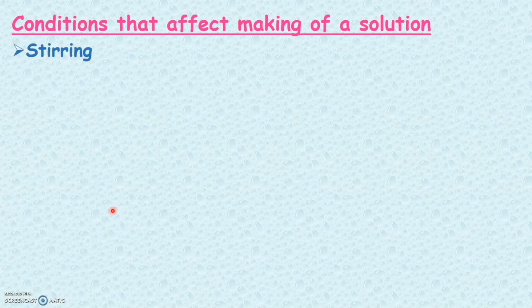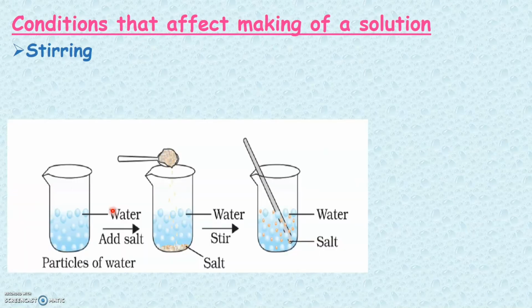We have already seen what happens when we add sugar or salt into water. As you see here in the picture, when we add sugar or salt into water, initially it will settle at the bottom. But when you start stirring it, it is observed that the solute, that is sugar or salt, will dissolve completely, or it gets mixed with water completely. Thus, we get a solution.